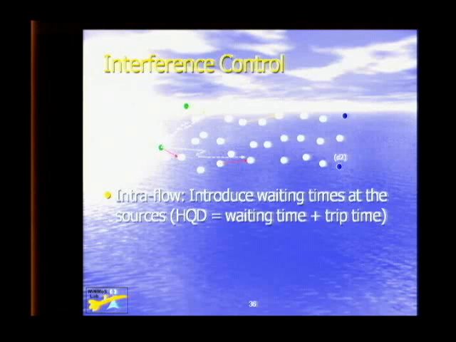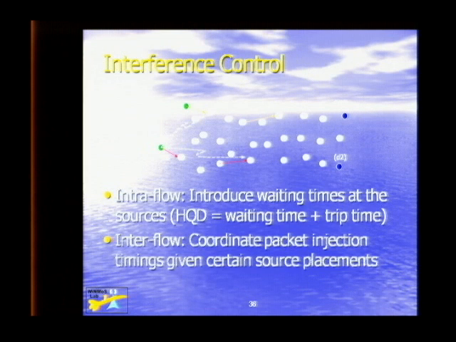And this causes the head of queue delay to grow. That is, the waiting time at the source grows as you wait more. For the interflow interference, you'd coordinate the packet injection timings given certain source placements. That is, let's say you have two sources that try to inject packets into the network, and they have to wait, let's say, 4 time units. Then you can make sure that they do not transmit at the same time, but when one of them sends at t equals 0, the other one sends at t equals 2, and the next transmission at t equals 4, etc. So you interleave the packet injections as much as you can.